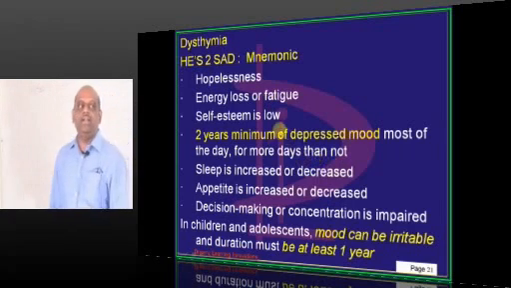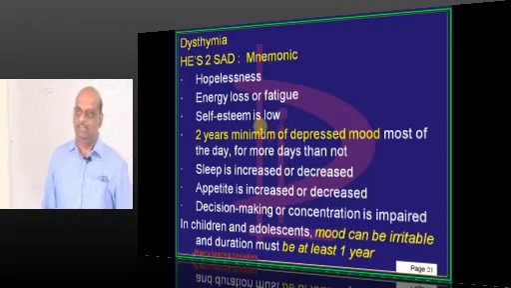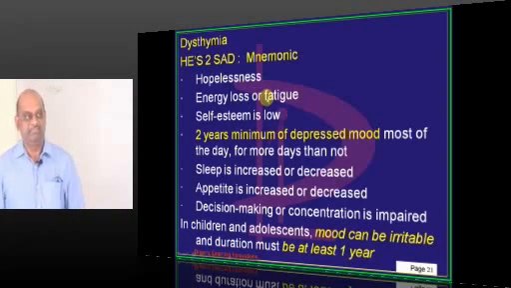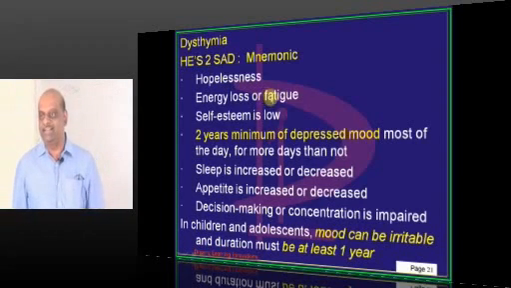Whereas in children, to call it dysthymia, one year is enough. A child unhappy for one year means we should be disqualified as parents.